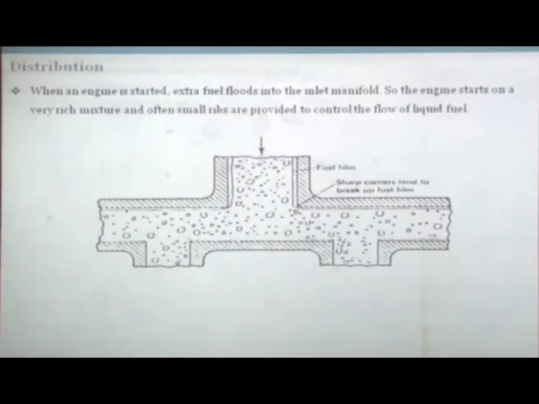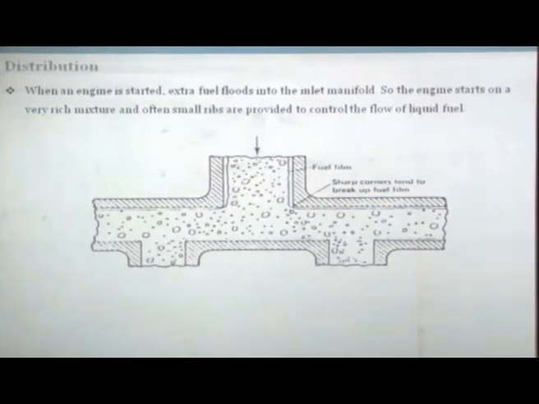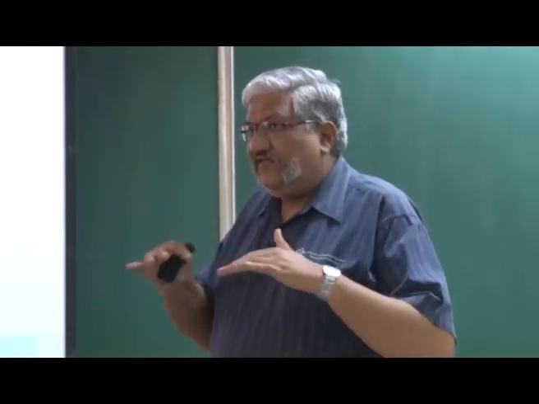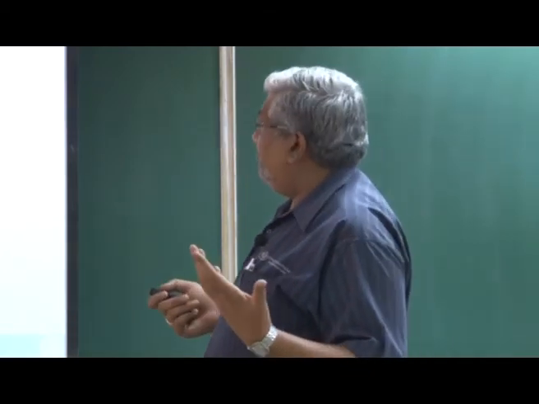Okay. So, when an engine starts, extra fuel floods the inlet manifold. So, the engine starts on a very rich mixture. We have seen that when the engine starts, we really want to put in too much fuel, and then what happens is that many times this fuel, because everything is cold when you are starting the engine in the morning, will not evaporate, and even if it evaporates, it recondenses and forms a film on the manifold walls. So, if the film is there, it is something undesirable and you do not want that to happen.